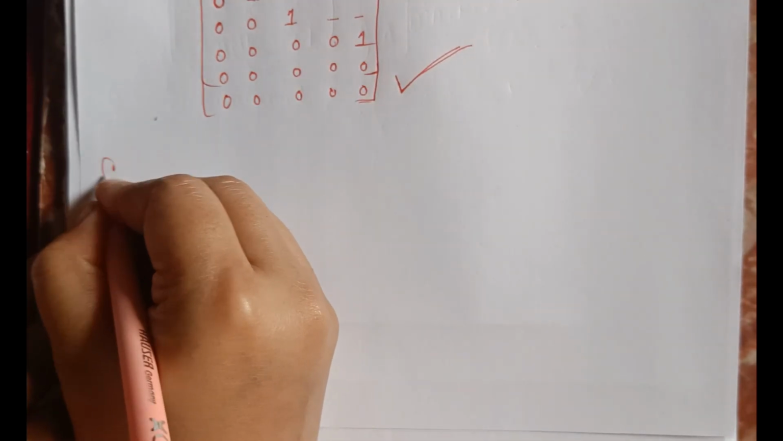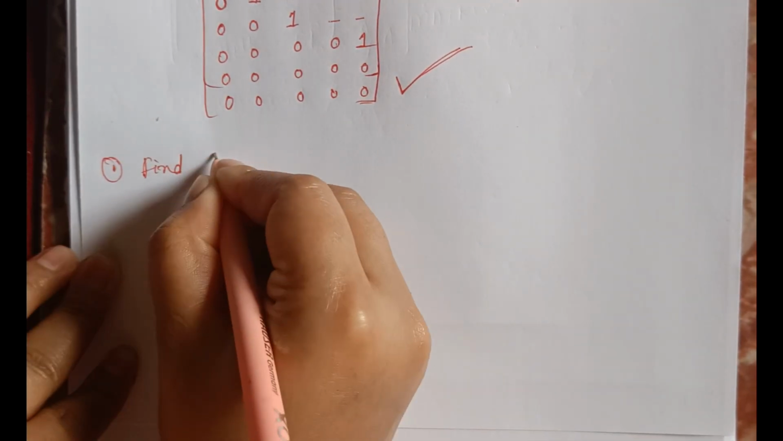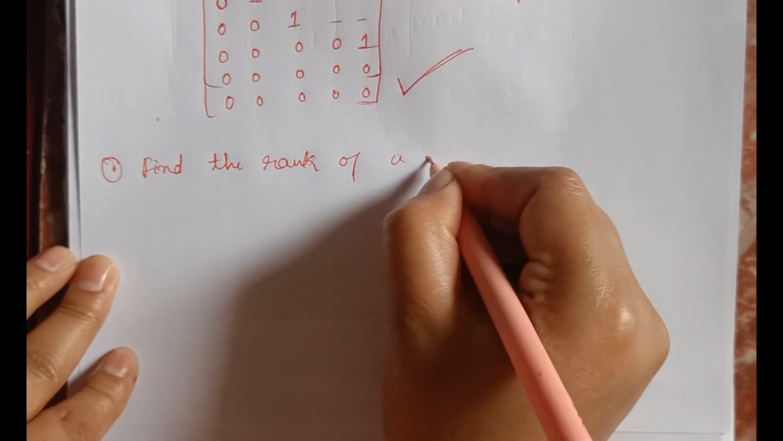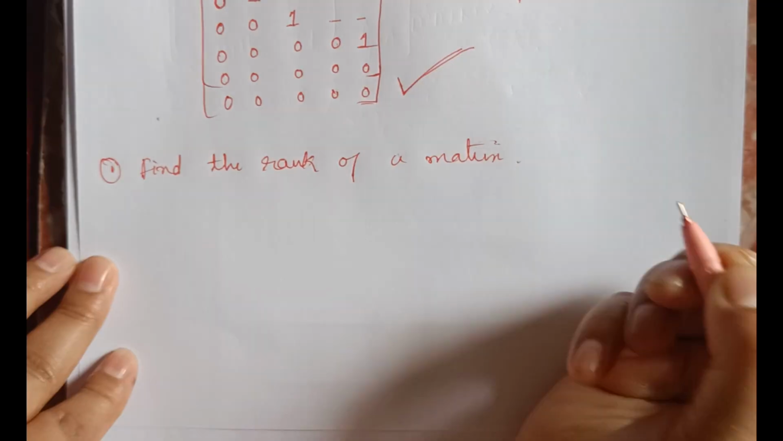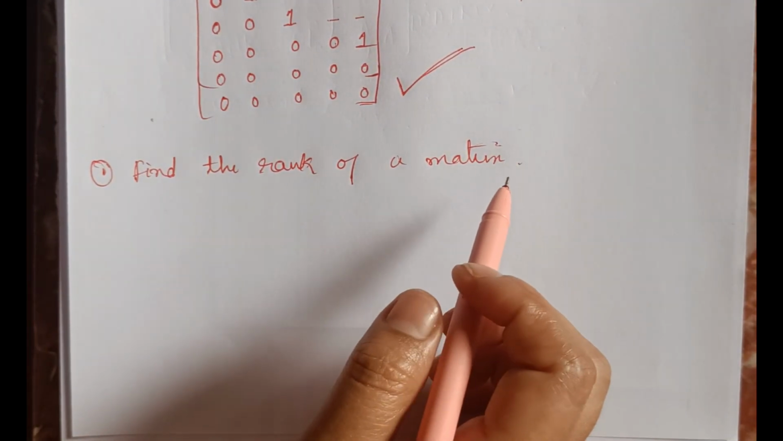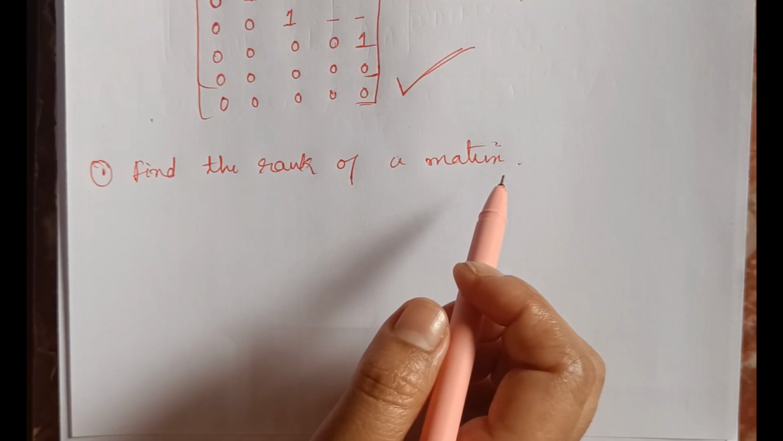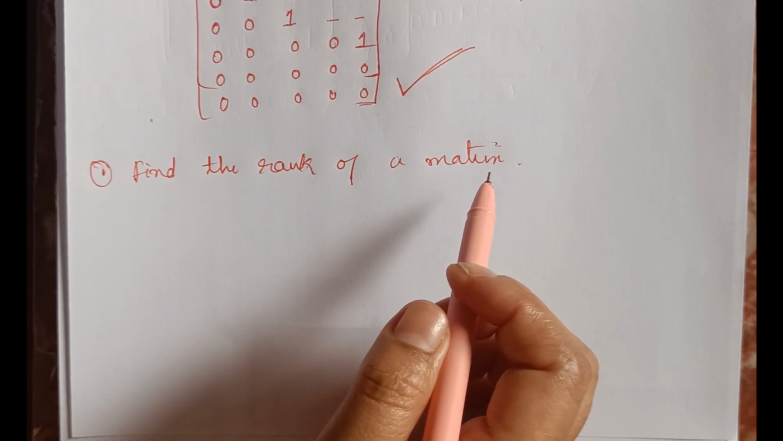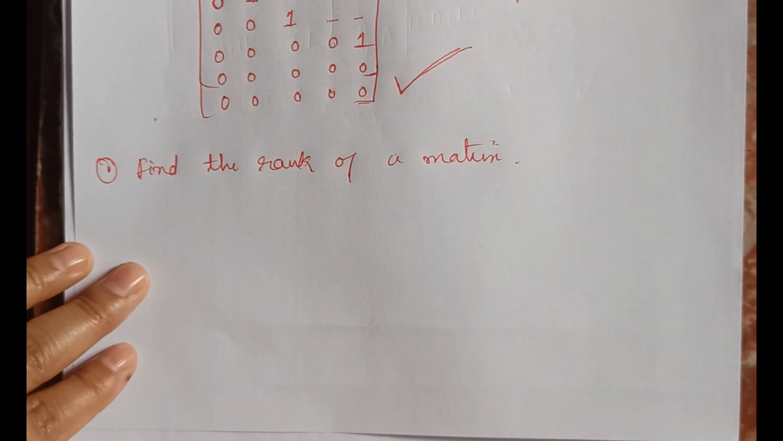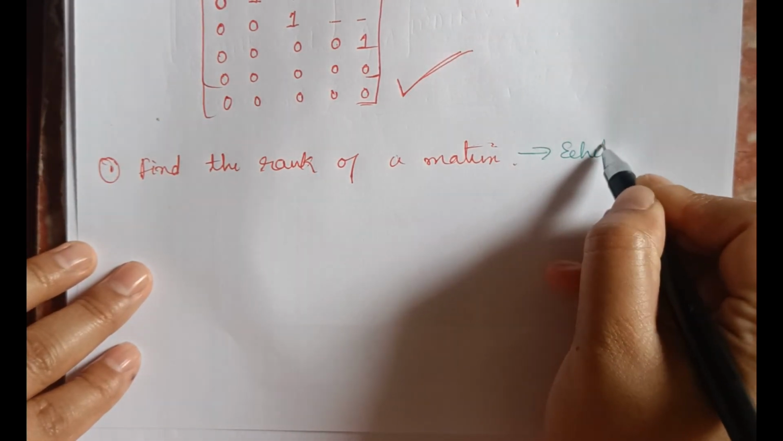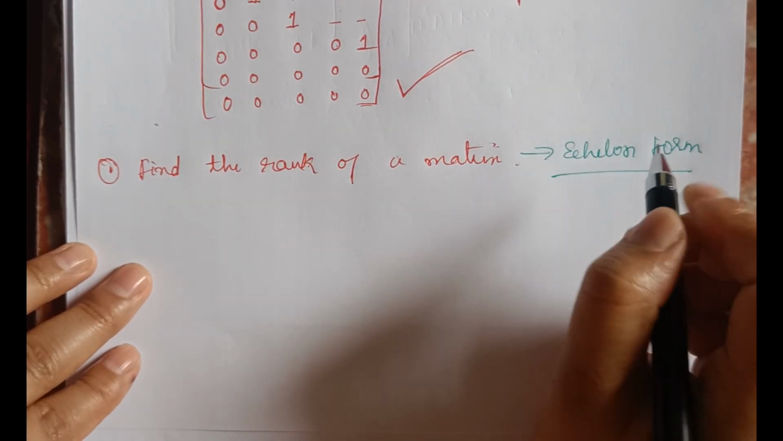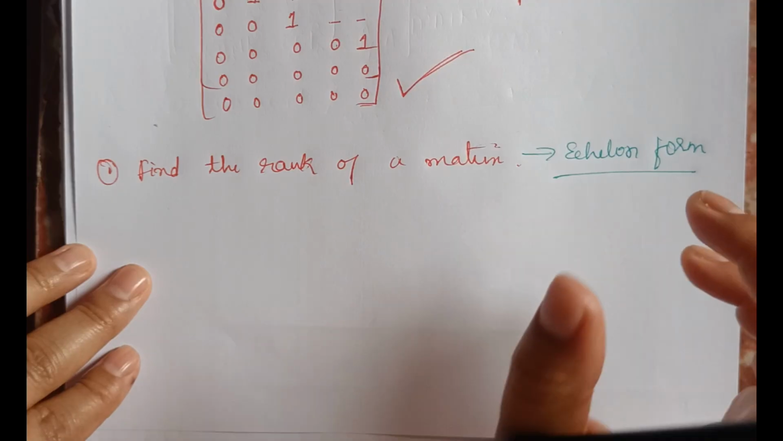The question is, find the rank of a matrix. I told you here the method is not mentioned. There are two methods, right? Determinant and echelon form. When the method is not explicitly mentioned, it is understood that you have to use echelon form only. This is the most recommended, and this is what you should use as per my suggestion.